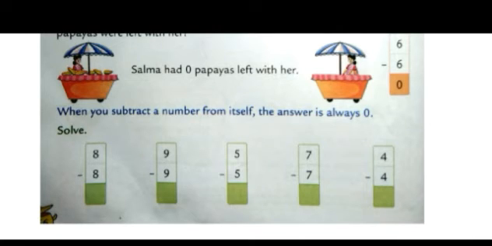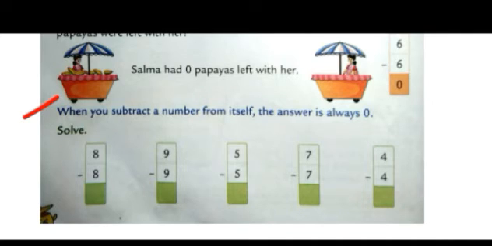Now see this exercise given here. Before doing this exercise, see the statement given here. When you subtract a number from itself, the answer is always 0. That means if you're subtracting 3 from 3, the answer is 0. 4 from 4, 0. 5 from 5, 0. Okay, always the answer will be 0 if you're subtracting that same number from the given number.